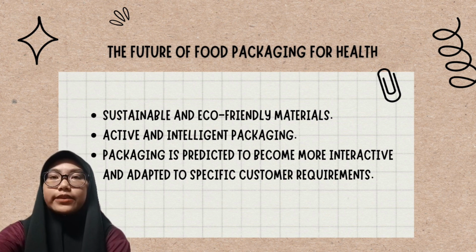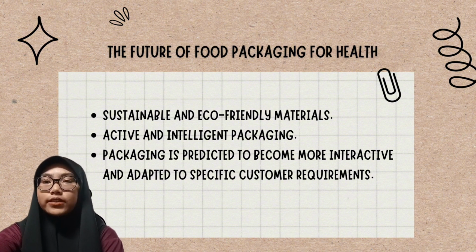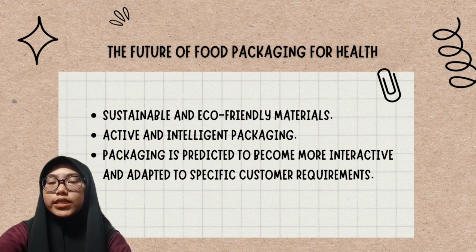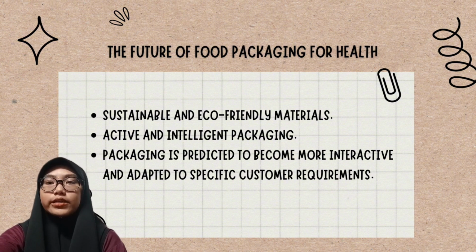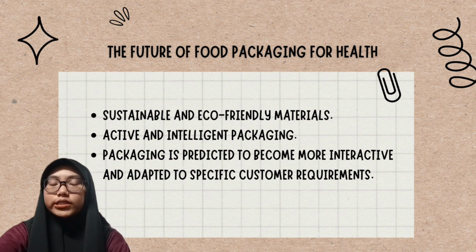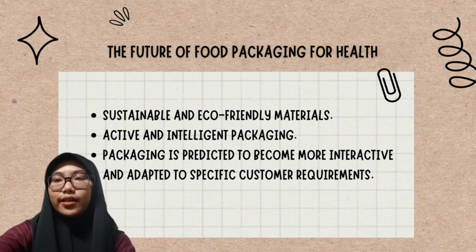Another example is active and intelligent packaging. Food safety and shelf life are being improved through the development of active and intelligent packaging solutions. Active packaging includes ingredients or technologies that actively interact with the food to prevent degradation or disease growth. Intelligent packaging, on the other hand, uses sensors and indicators to provide real-time data on the condition and quality of food, allowing consumers to make more informed purchasing decisions. These advancements have the potential to minimize food waste and increase food safety, ultimately improving public health.